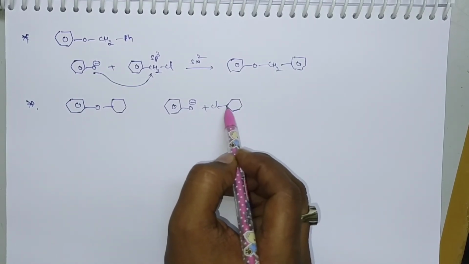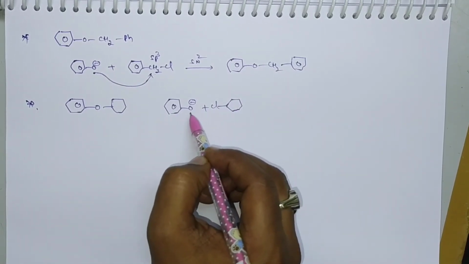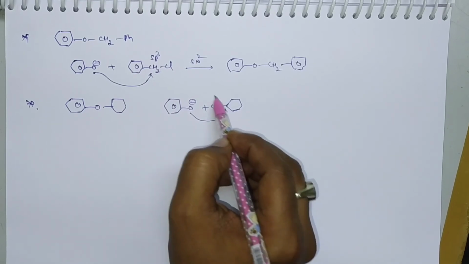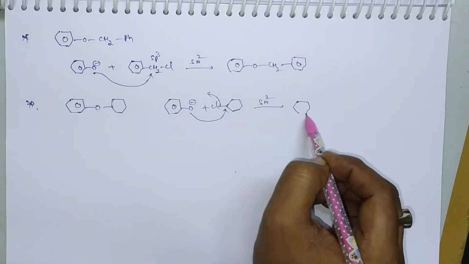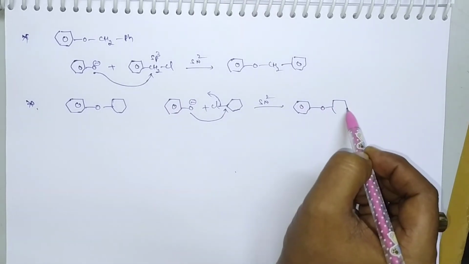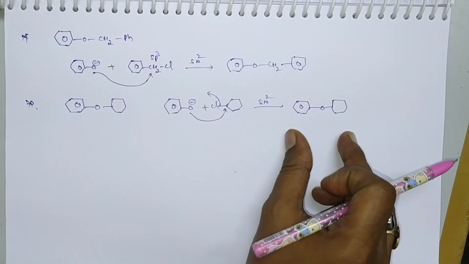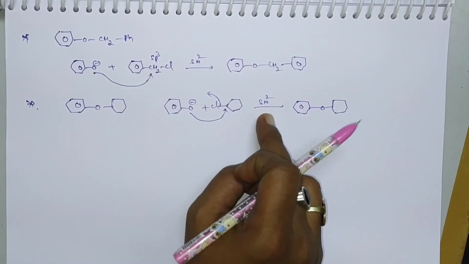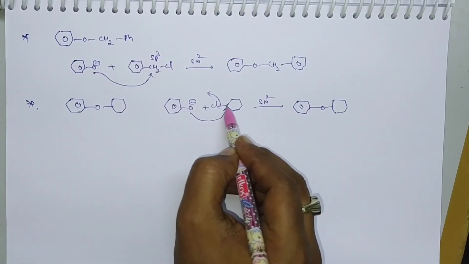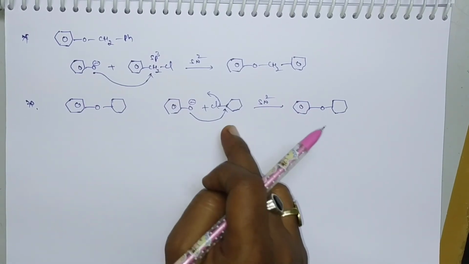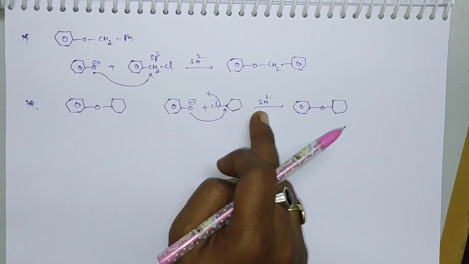Here in chlorocyclohexane, this carbon is an sp3 carbon. This alkoxide ion reacts with this carbon and this Cl minus ion can easily leave, and it is involved in SN2 reaction. Then it produces this product. We can prepare this product. Here this alkyl halide is a secondary alkyl halide. Even though it is a secondary alkyl halide, it is involved in SN2 reaction.